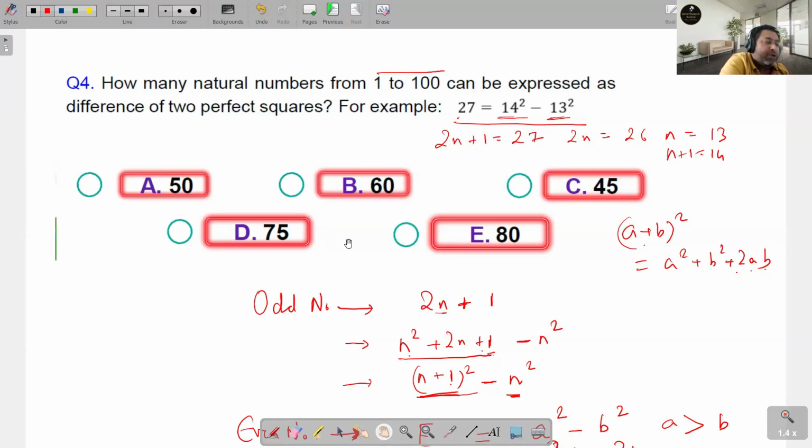Okay, so 25 plus the 50 odd numbers. Your correct answer is 75. And that's your answer. All right, so let's move on to the next question. I hope you understood the concept as well.